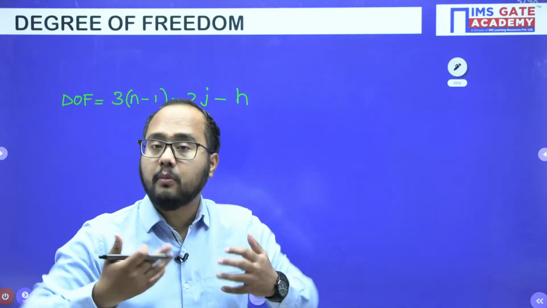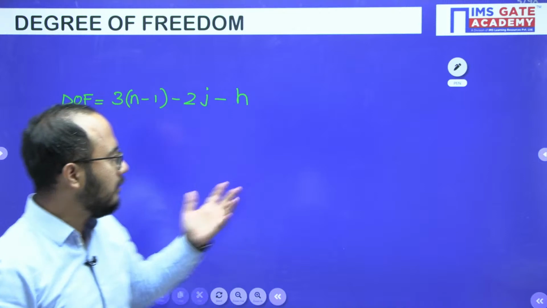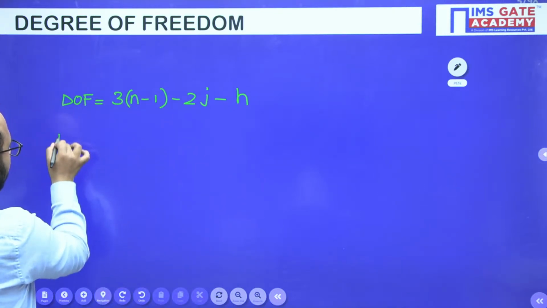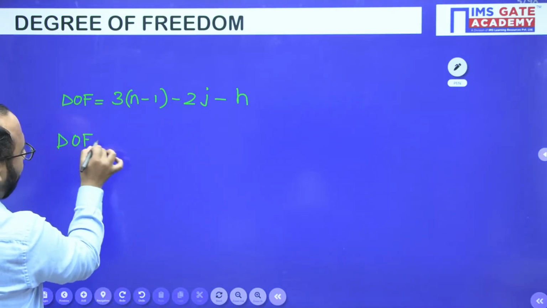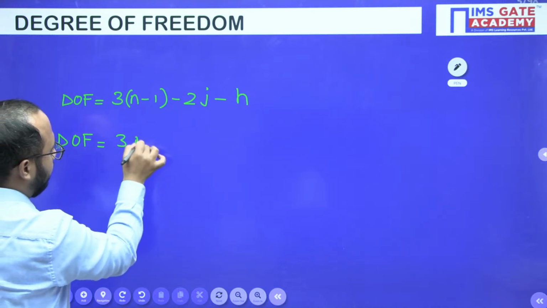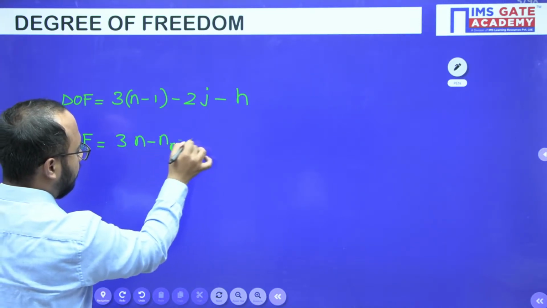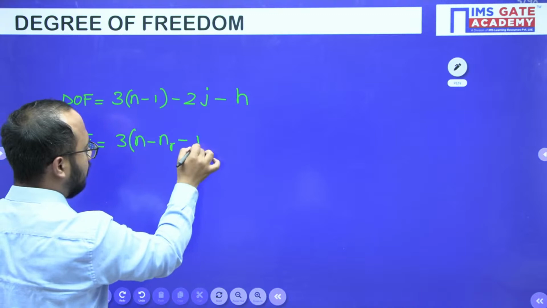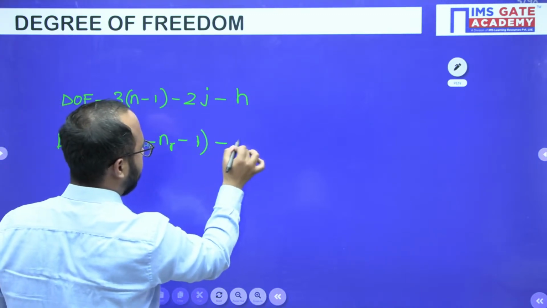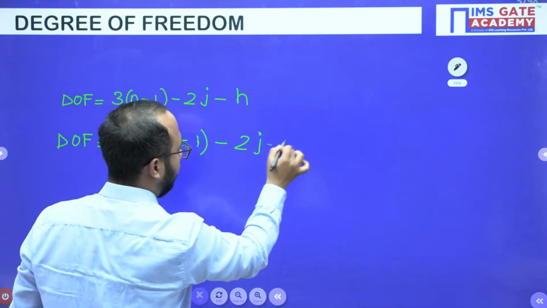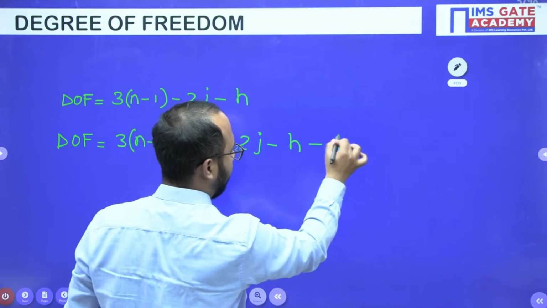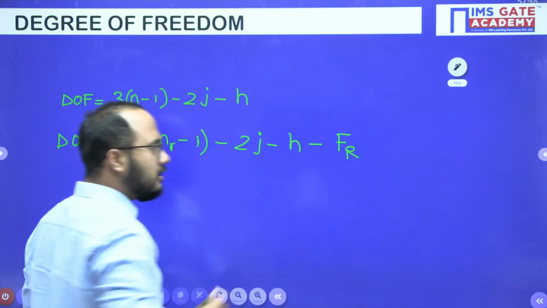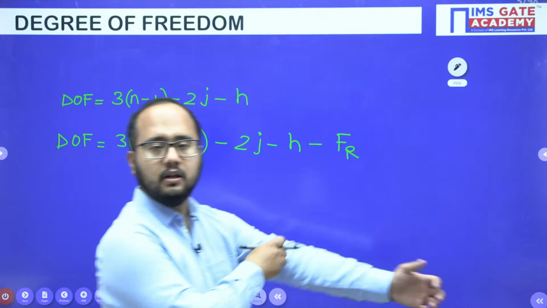Now if I talk about the modified form of this formula, it will be like this: 3n minus nr minus 1, okay, minus 2j minus h minus fr. So this is the modified form of the degree of freedom formula.